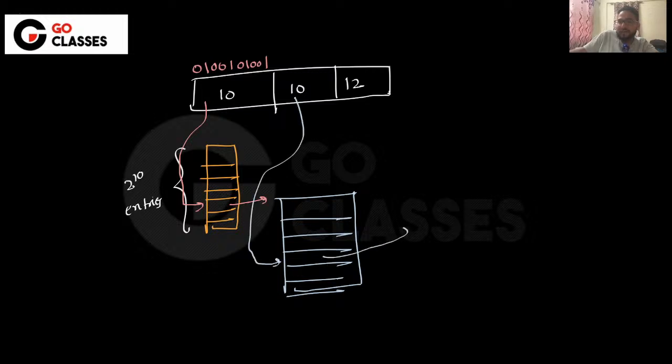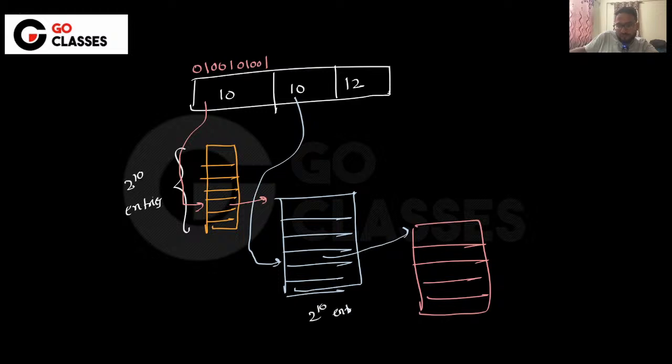Now there are many such chunks, each having 2 power 12 entries. This level has 2 power 10 entries, and this one has 2 power 12 entries. This will point to one of them, and each entry stores just one byte. So this 12 will tell you where to go inside it. Whatever this number is, it will just index it. That's how you convert to the physical address.